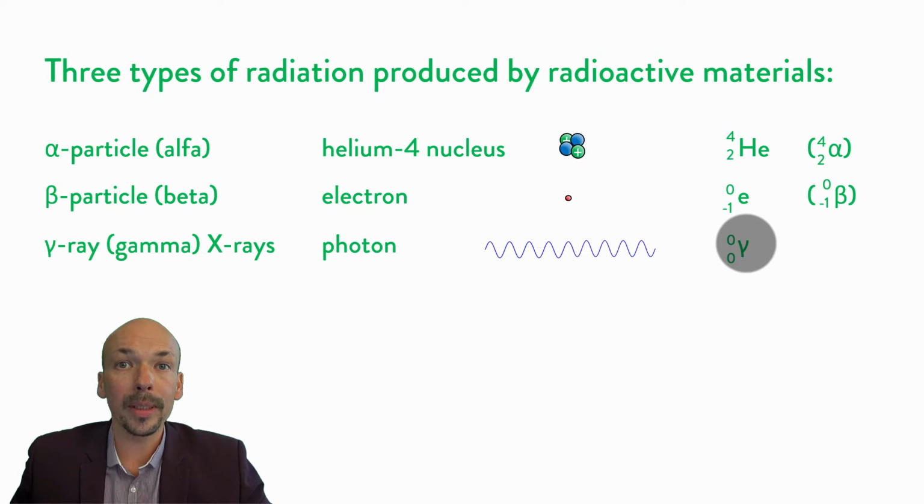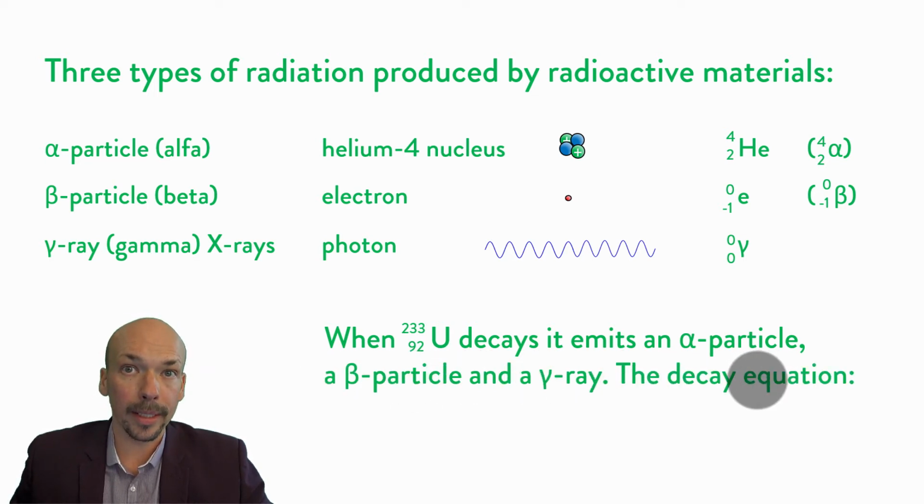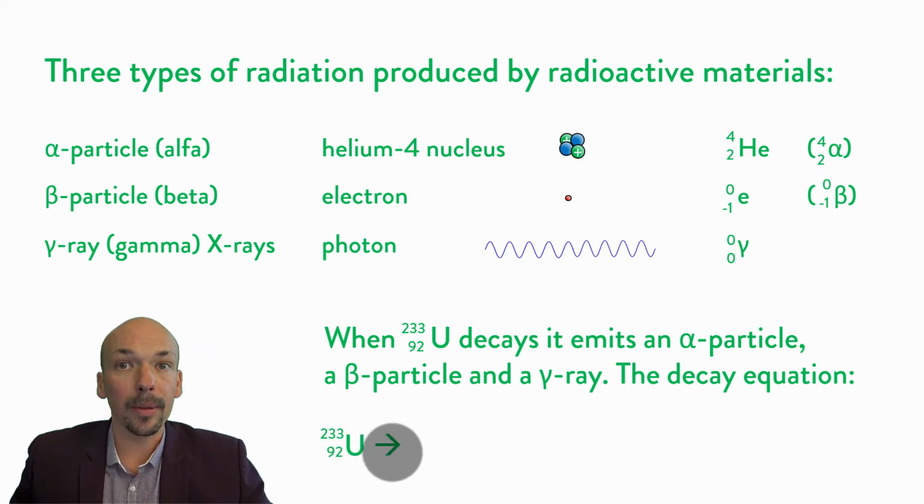To show you how a decay equation looks like, I'm going to give you this example. When 233-92 uranium decays, it emits an alpha particle, a beta particle and a gamma ray. The decay equation will look like this. So on the left side we have 233-92 uranium. This one will decay, so we write down an arrow. And the following particles will be emitted.